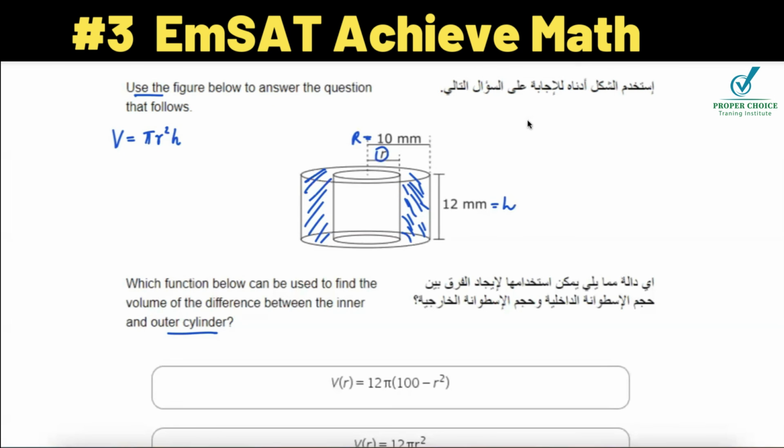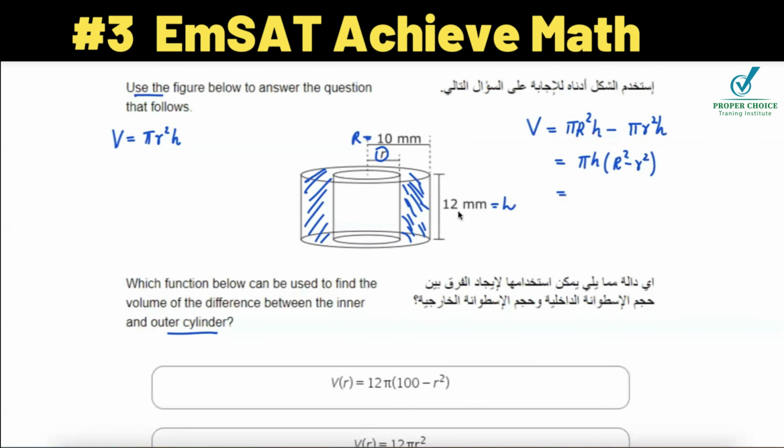So what is the difference between their volume? I can say that the volume of the outside cylinder, which is going to be pi R square h, minus the volume of the inside cylinder, which is going to be pi r square h. If you take pi and h as common, pi times h is the common factor, and R square minus r square is the difference that we are left with.